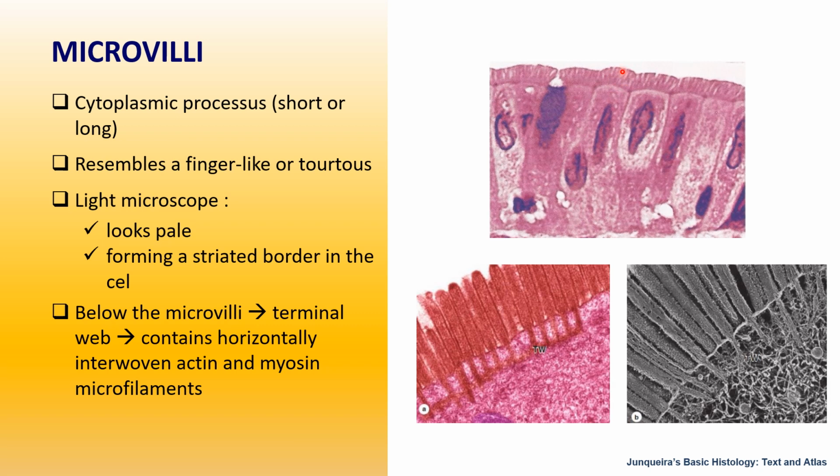In this picture, you can see the microvilli. This is in the apical of the cell, and in the large magnification examination, you can see the microvilli in more detail, and this is the terminal web. And in the electron microscope, the terminal web looks like this picture.